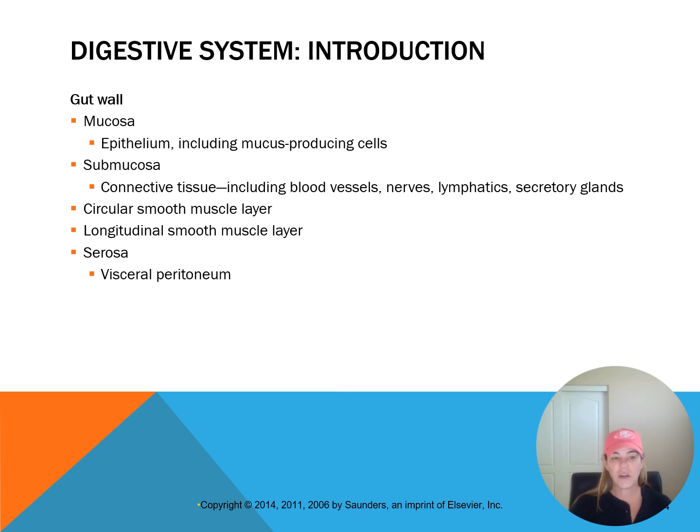So we first talk about what our gut wall is made of: the mucosa, the submucosa, circular smooth muscles, longitudinal smooth muscles, and the serosa. In these different layers of the digestive system, you'll find your epithelial cells, your mucus producing cells, and then the connective tissue will have your blood cells, your nerves, lymphatics, and secretory glands, and then your muscles that will help move the food and food products through that system.